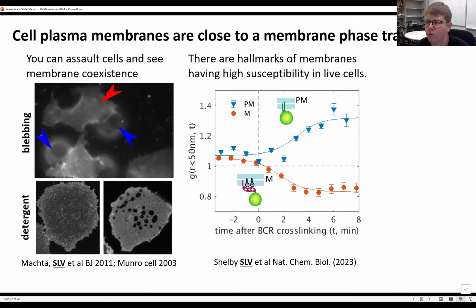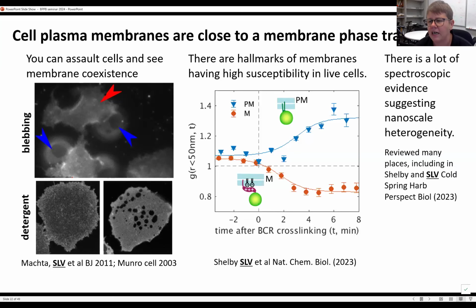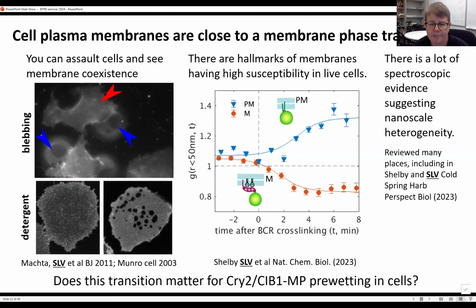Another more subtle experiment that we've done in the past is to find evidence for the membrane being highly susceptible. We did this with super resolution imaging recently, and I'm happy to talk about this more if people are interested. There's evidence that it's not too far from a phase transition, and there's also a lot of evidence in the literature, because there's lots of evidence for nanoscale heterogeneity, which I would call fluctuations, and for it being easy to assemble small scale structures. Okay, so we're wondering if maybe this membrane phase transition in cells impacts pre-wetting.